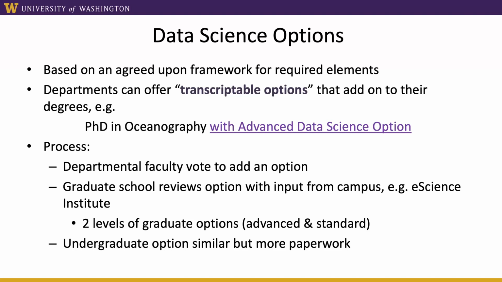The process for creating an option, and again, this may or may not be available in your university, the structure, but the department faculty, so we work with departments to put together an option and to make sure it fits in the framework that has been agreed upon. And then departmental faculty vote to add that option. And then either the graduate school or the undergraduate curriculum group does the review and gets input from campus to ensure that this is going to work, because in many cases for data science options, I'm sure this is true for you all too, students are taking courses outside of their home department, at least to some extent, to fulfill those requirements.